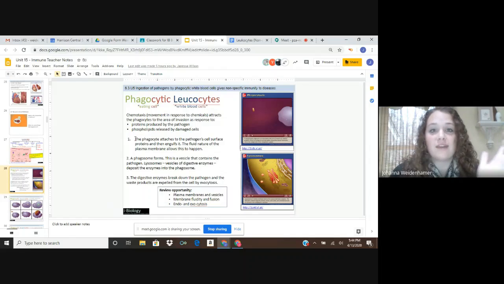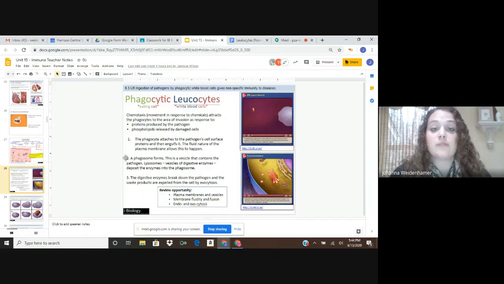Now that the phagocyte is there, the phagocyte is going to attach to the pathogen cell surface, and that cell surface is going to have proteins on it. So the phagocyte is going to know to engulf it. The fluid nature of the plasma membrane is going to allow this to happen. The environment that the phagocyte and the pathogen are in is going to help the phagocyte engulf the pathogen.